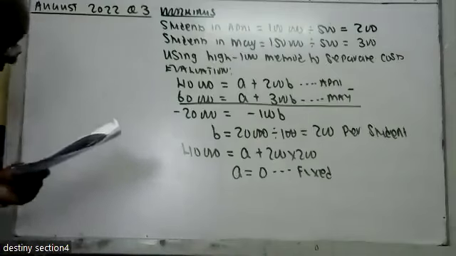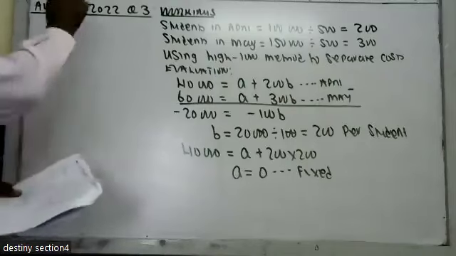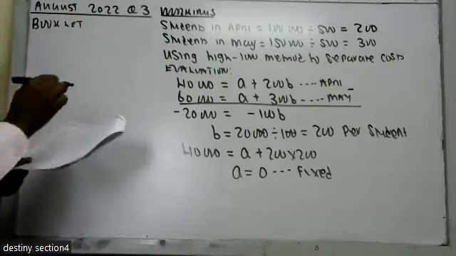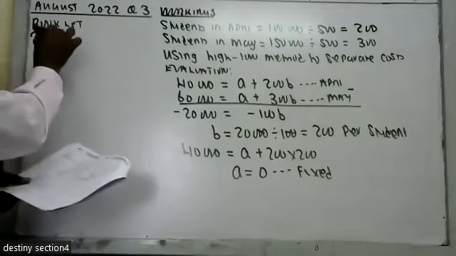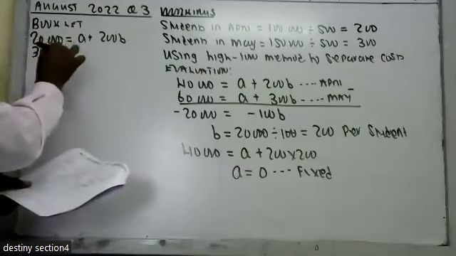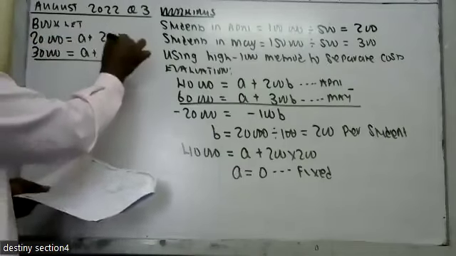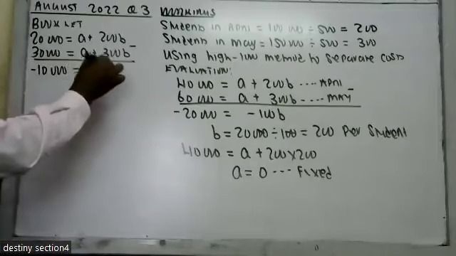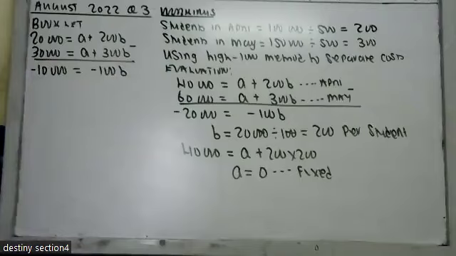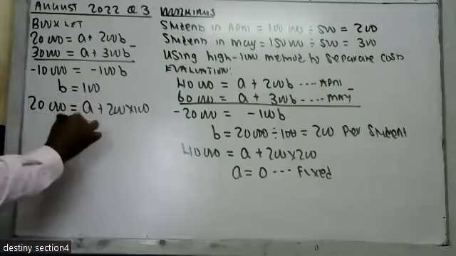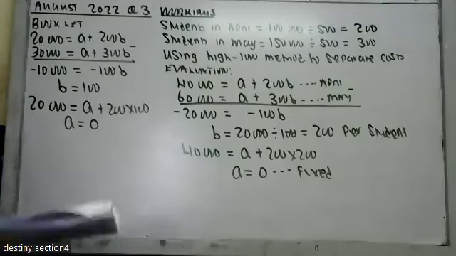You come and do the same thing with the booklet because you can see they also have a different cost. So for the booklet, the first month is 20,000, equals A plus 200 B. The second month is 30,000, A plus 300 B. So you subtract. This gives us minus 10,000 equals minus 100 B, and straight on, B must be 100. So 20,000 equals A plus 200 times 100. And therefore, A must be 0.